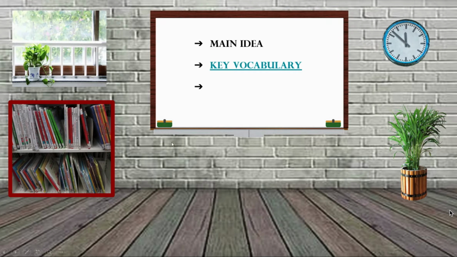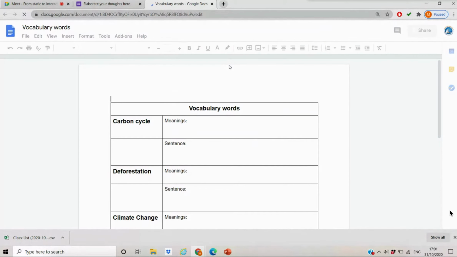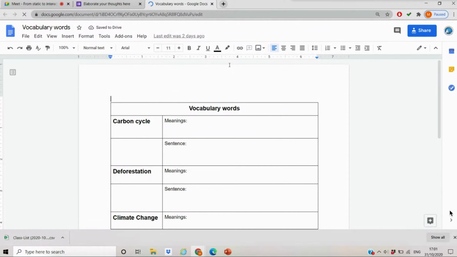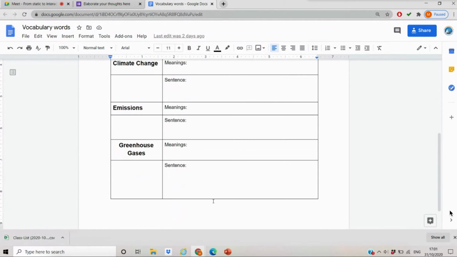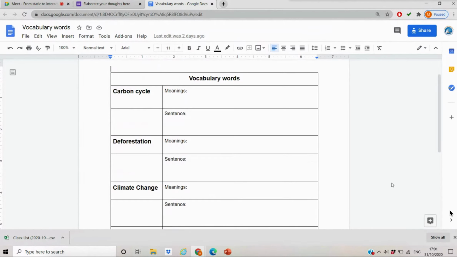The key vocabulary specific to your lesson is again created as a HyperDoc for the students. So rather than sharing, go to this worksheet, everything is in one package. Here you can see carbon cycle, deforestation, climate change, emission, greenhouse gases, meaning, and a sentence. Depending on the level of the students, you can ask them to give the meaning of the word that they understand, and a sentence for this word.